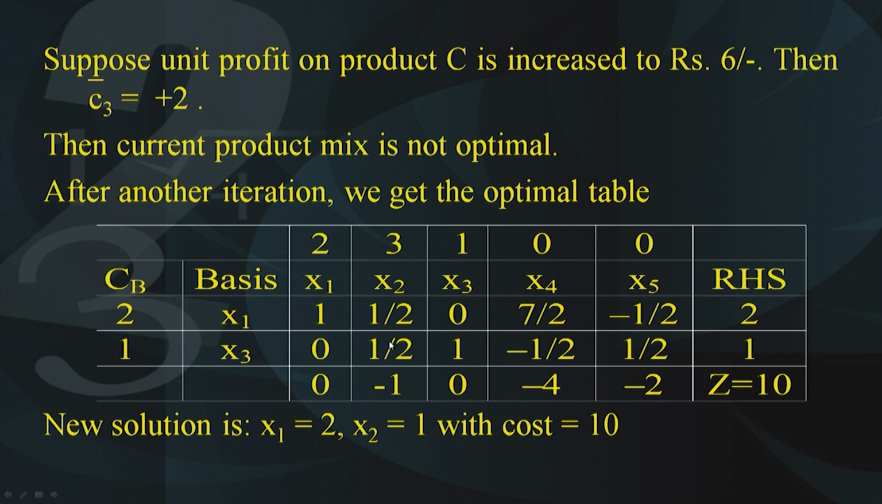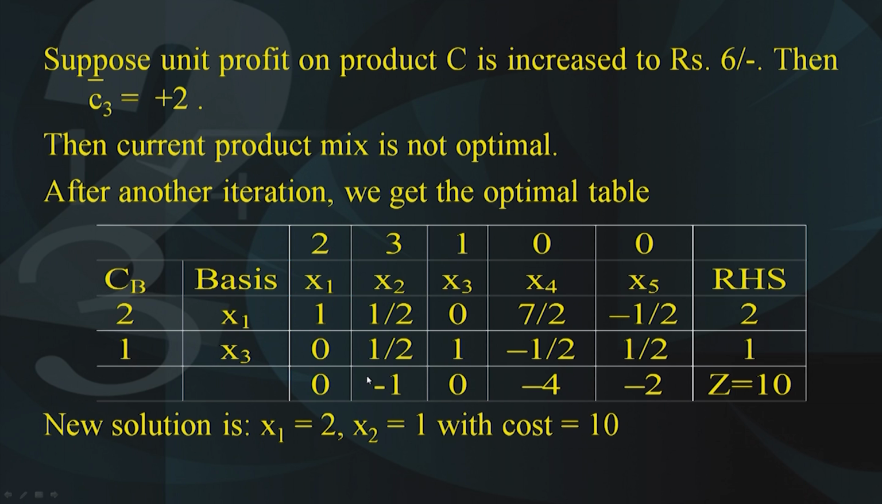Therefore, what is the remedy? The remedy is that we have to perform another iteration, and by performing another iteration, this is the optimum table that we get. We get the basis as x1 and x3 and its coefficients in the objective function as 2 and 1. x1 is 1 0, x2 is 1 by 2 1 by 2, x3 is 0 1, x4 is 7 by 2 minus 1 by 2, x5 is minus 1 by 2 1 by 2, and the right hand side is 2 and 1.